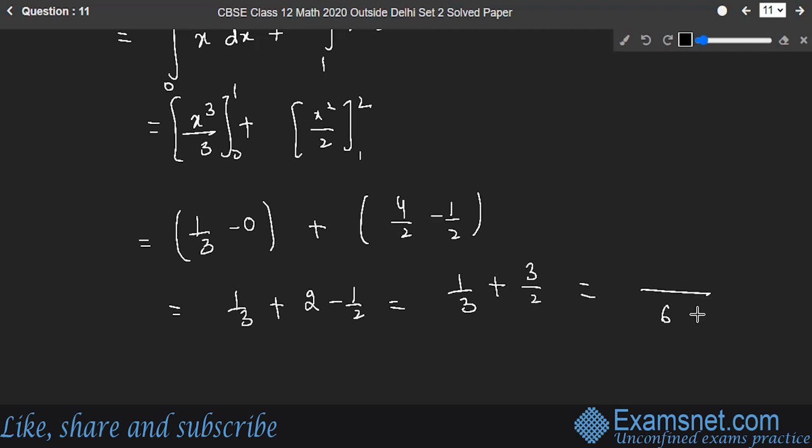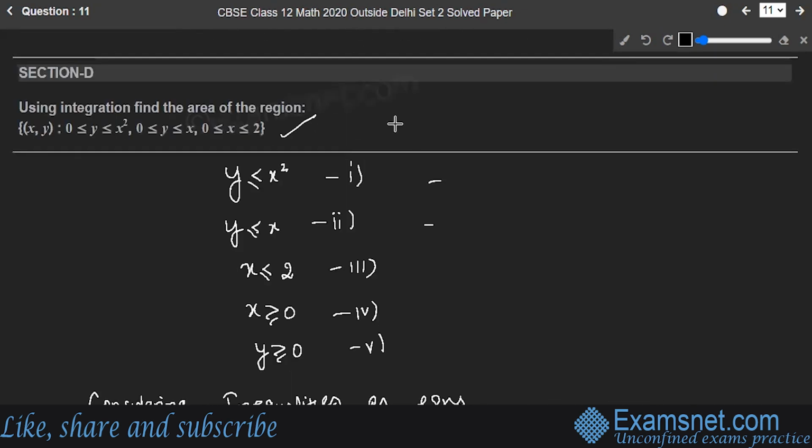This is 2 plus 9 upon 6, that is equal to 11 upon 6 square units. So this is the answer to the question, 11 upon 6 square units. So with that, we have completed the set 2 paper, set 2 of this Delhi, outside Delhi 2020 CBSE class 12 paper. Hope you understood it well.